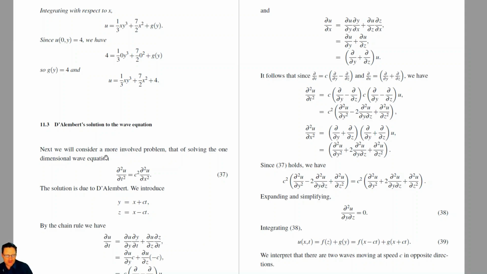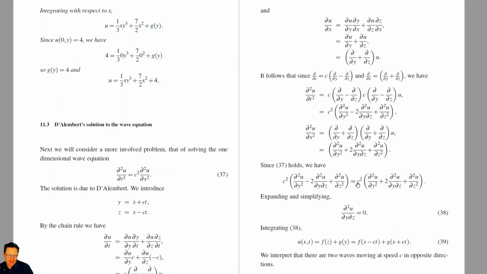So that's equation 37. So we can take these two expressions and substitute that into the wave equation. So the second order partial derivative of u with respect to t is this c squared times these three terms, so that we put on the left here. And that should be equal to c squared times the second partial derivative of u with respect to x. So that's what we have here on the right.